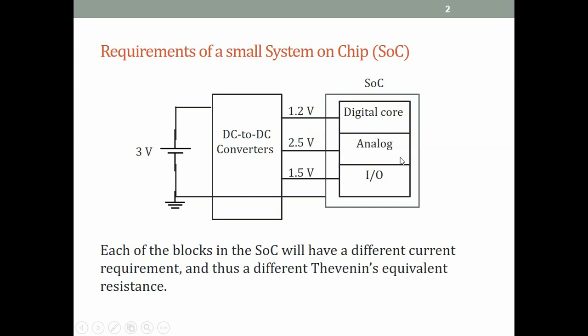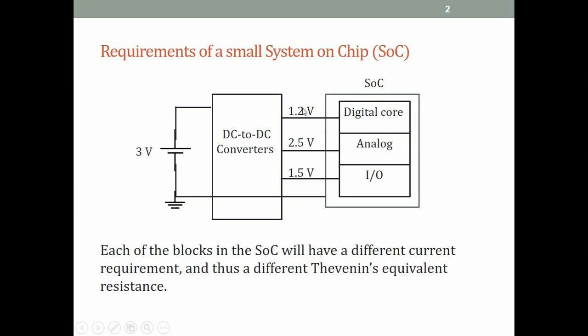There is usually a small analog module, and then there is another module called input output, which communicates with the outside world. So signals coming from outside the chip and going back out of the chip. And it turns out that each of these modules requires a different DC voltage to operate. These are typical numbers. If the supply is 3 volts, then the digital core may work at 1.2 volts. The analog circuits may work at 2.5 volts, and the input output circuitry may work at 1.5 volts.